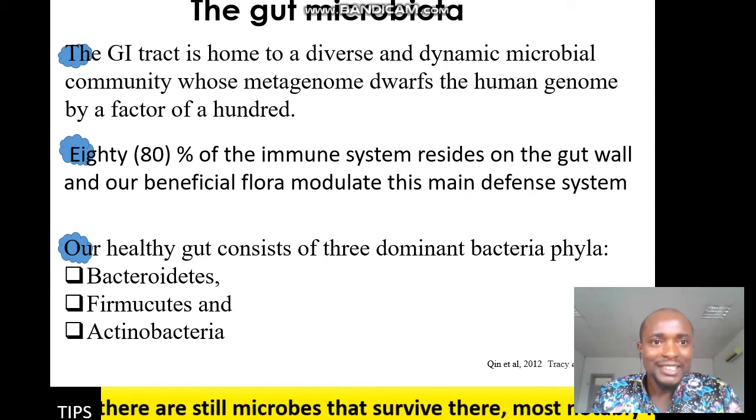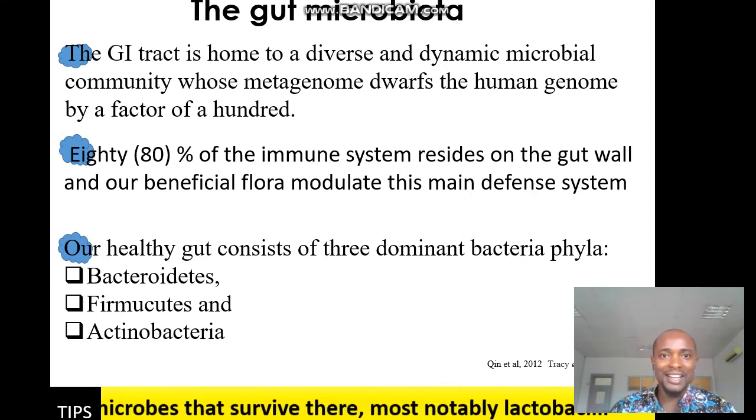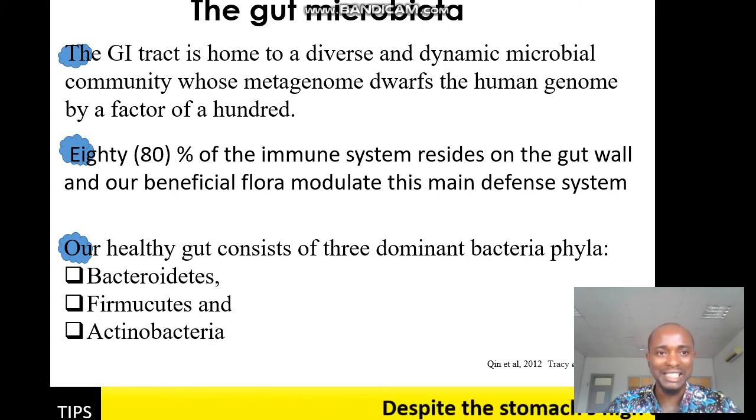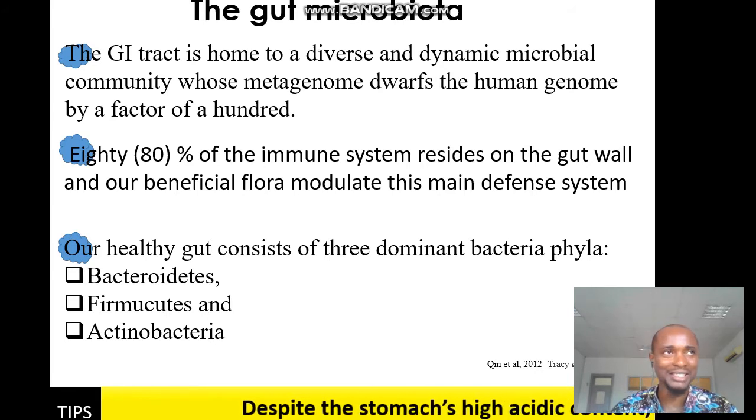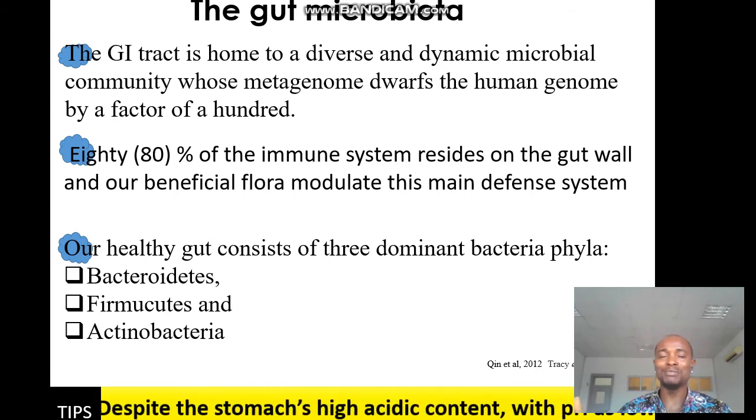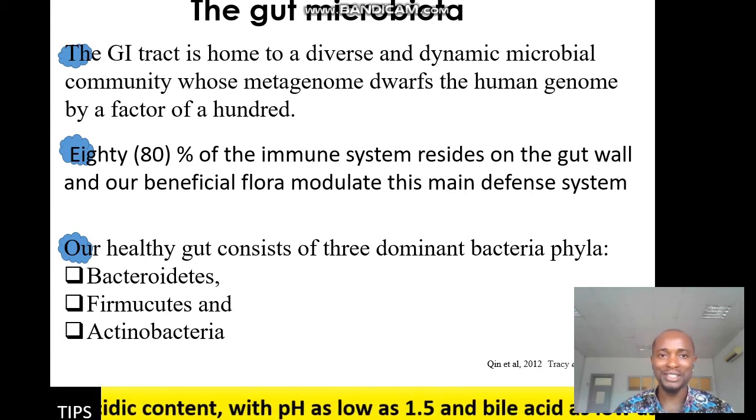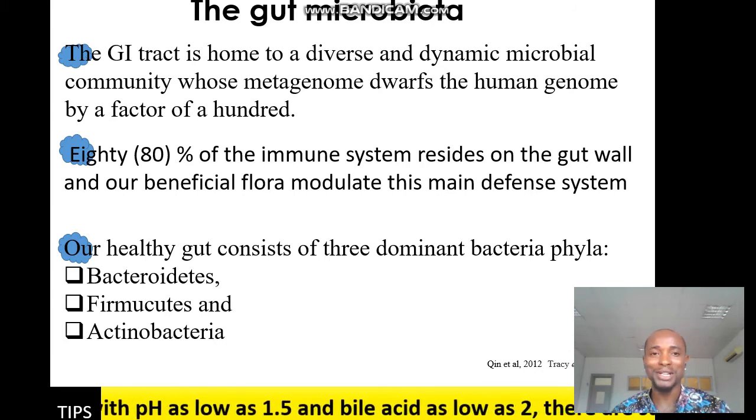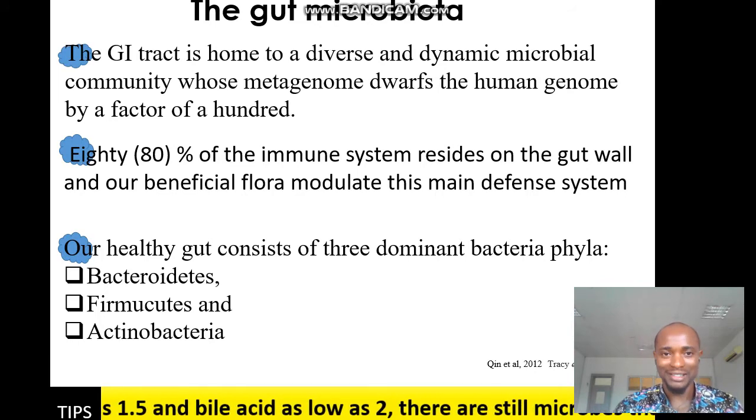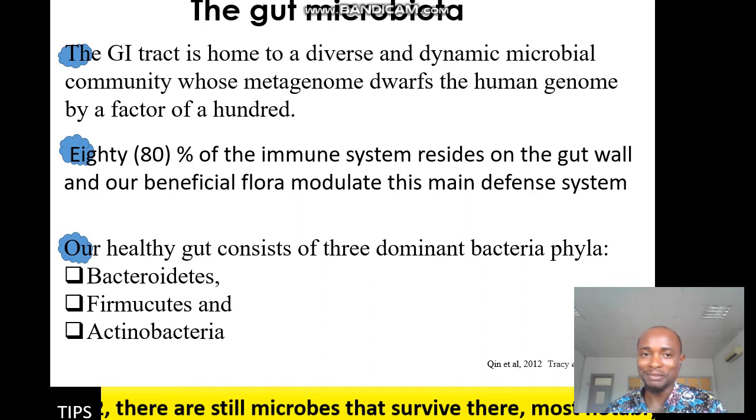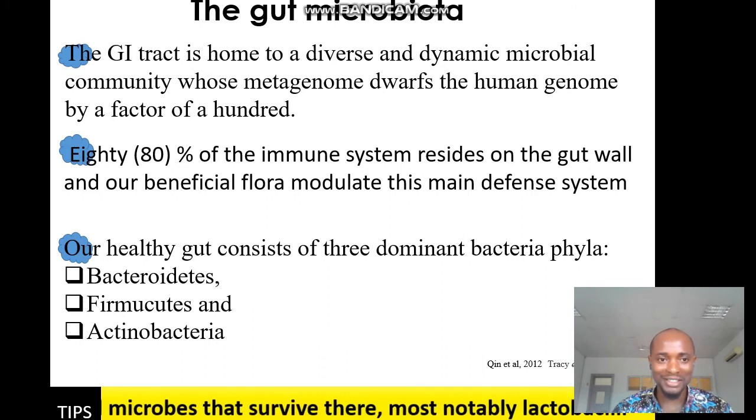Again, the gut, the GI, is home to a diverse and dynamic microbial community whose metagenome dwarfs the human genome by a factor of 100. Yes, when you put side by side the Human Microbiome Project and the Human Genome Project, you will see that the human microbiome is greater by a factor of 100 compared to the human genome. That's what my slide is trying to say here.